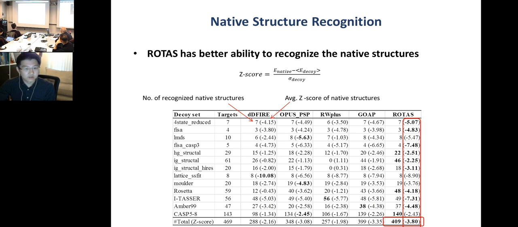So in comparison with existing other statistical potentials, ROTAS shows the best performance, and especially the GOAP potential recognizes the native structures comparably to ROTAS. However, we can see that ROTAS consistently improves the Z-scores of all decoy sets.